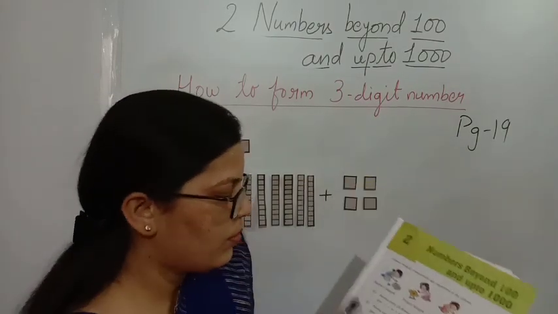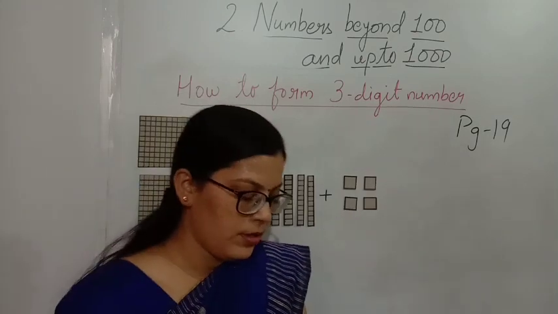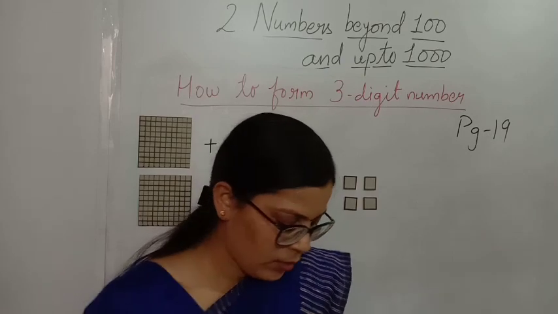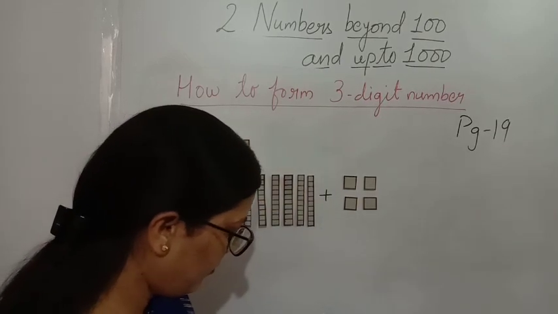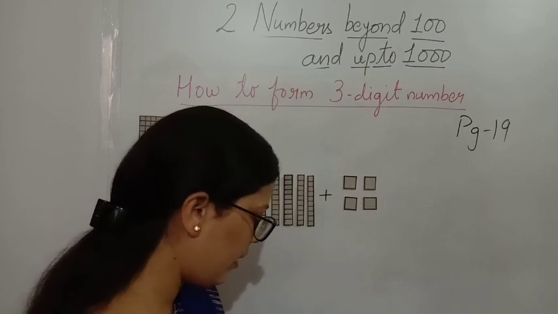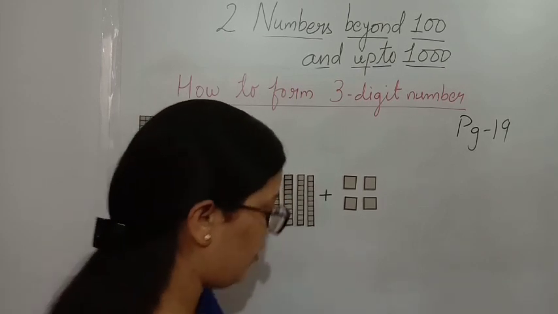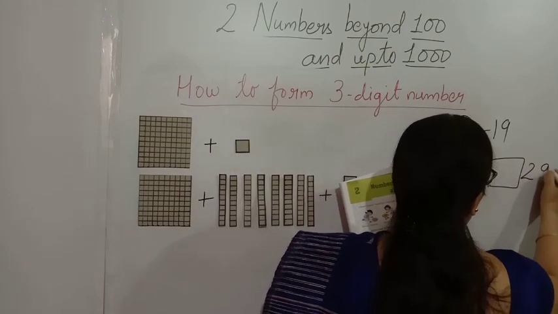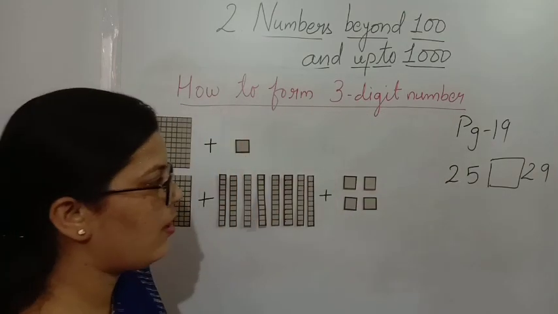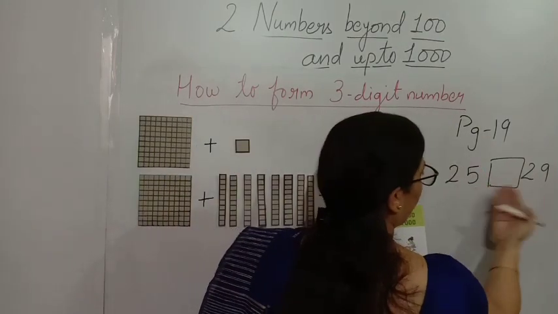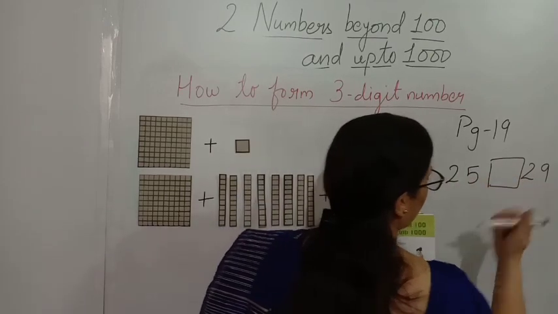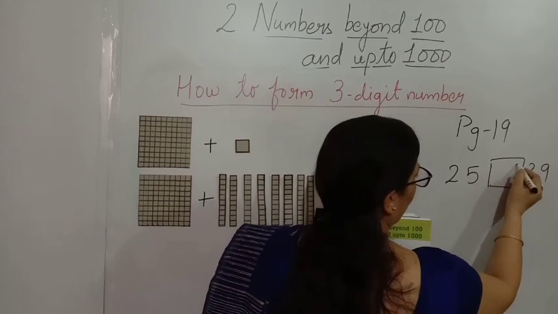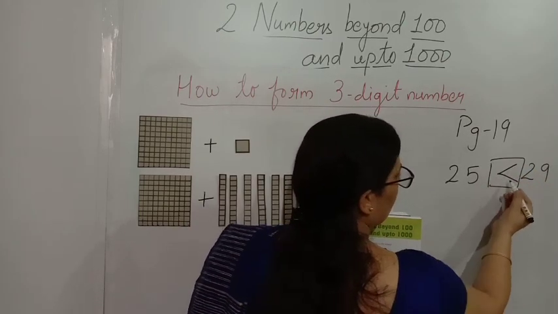Now what is the first point? Rima used 25 flowers and Pooja used 29 flowers. So you have to put the greater than, smaller than or equal to sign. Now you know how to compare 2-digit numbers. This is 25 and this is 29. So which sign will be used here? 25 is smaller than 29. So we'll use this smaller than sign.